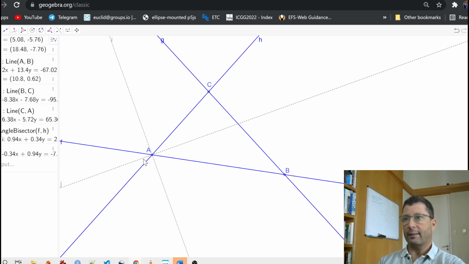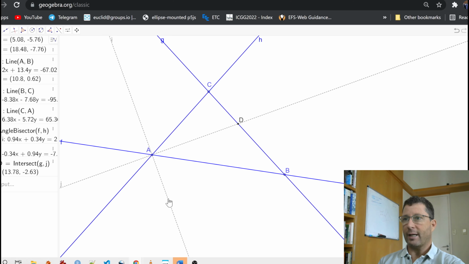Now I need to intersect this internal bisector with the BC line. I'm just going to do this by clicking here. And I need to intersect the perpendicular external bisector. You can see that this external bisector is perpendicular to this one, and in fact it bisects lines AC and AB externally. You can see that this line is a bisector of this external angle over here.